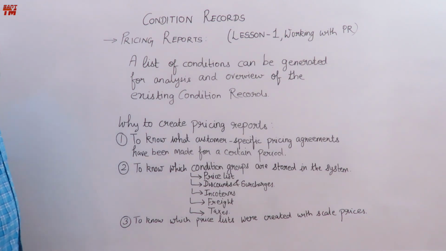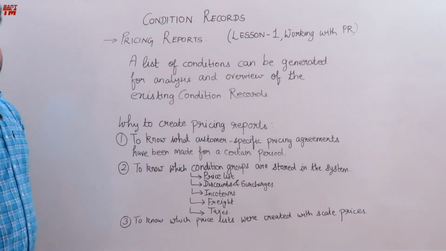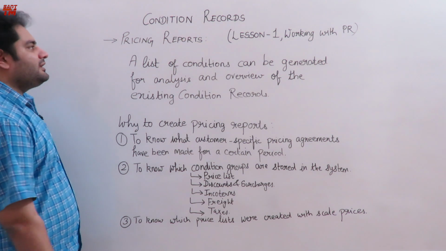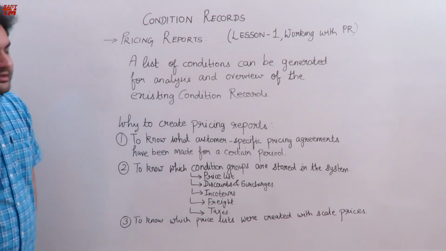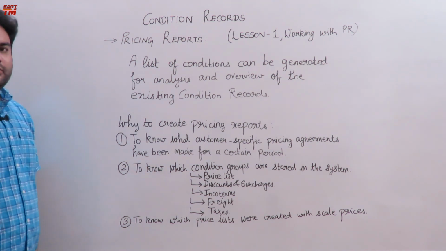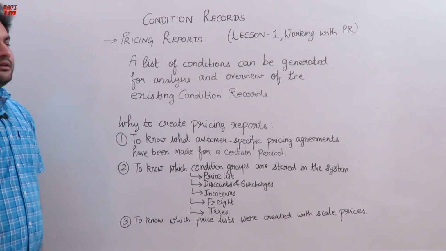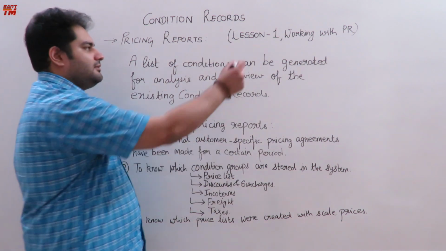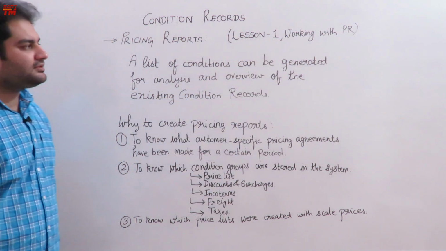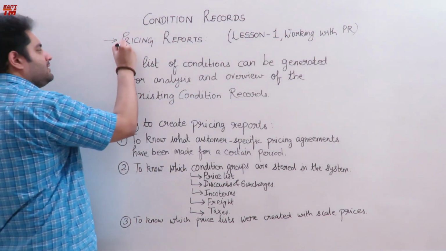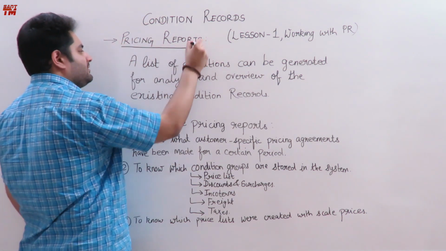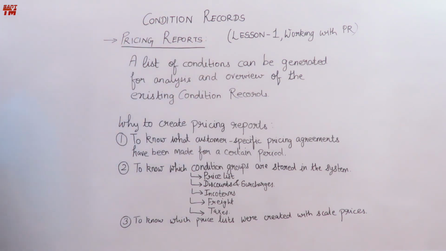So let us start with the new unit, condition records. The name of the unit is itself condition records. That means we have to study in detail about the condition records in the whole unit. In this unit, our first lesson is working with pricing reports. We have to learn about what are pricing reports and how are they helpful for us.